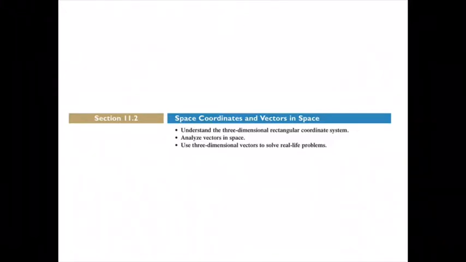Okay, so this is section 11.2, space coordinates and vectors in space. So if you watched the last video and completed section 11.1, you should have a good understanding of vectors in the 2D sense. However, in 11.2, we're going to be looking at them in 3 dimensions, so x, y, and z.